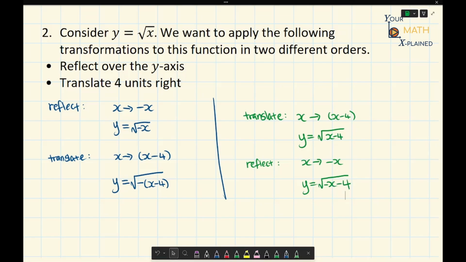So notice how the final equation in these two parts are actually different. This is because we performed our transformations in opposite order. So the replacement method is a versatile and reliable way to perform combined transformations, allowing us to apply them easily regardless of the order they come in.